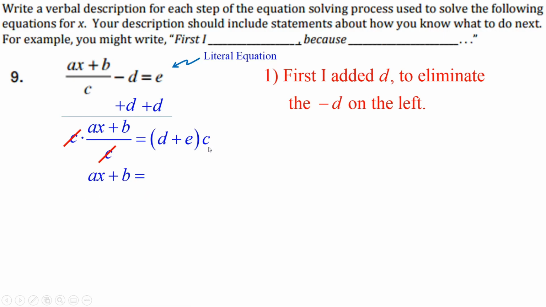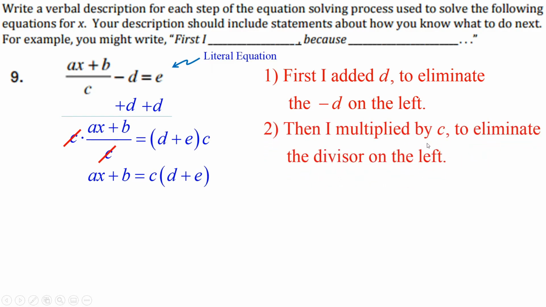And on the right, you could distribute that c right now or just write it the way you see it. I just wrote it and I put my factor outside on the left, so c times the quantity d plus e. And again, you could distribute or we can do that later. Now, I'm still solving for this x. What did I do? I multiplied both sides by c to eliminate the divisor c on the left. You're always eliminating on the side where the variable you're looking to solve is.